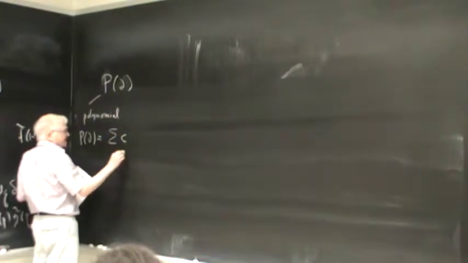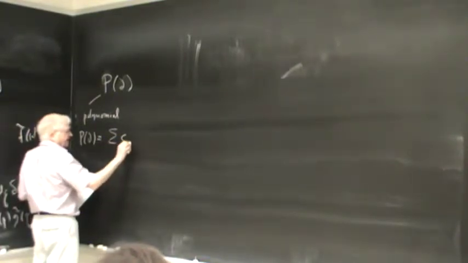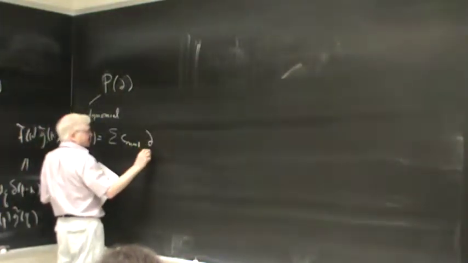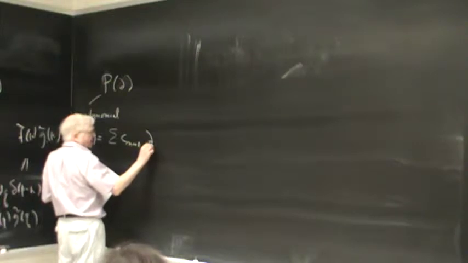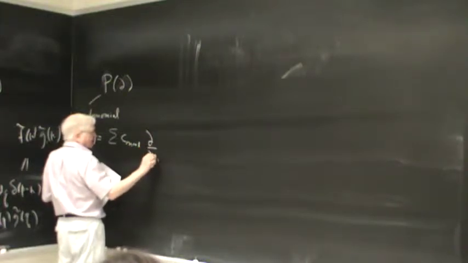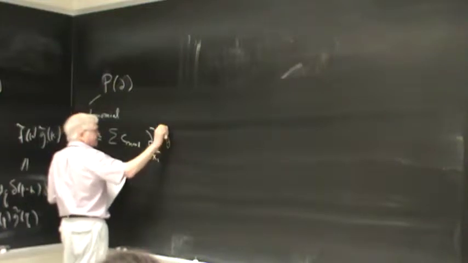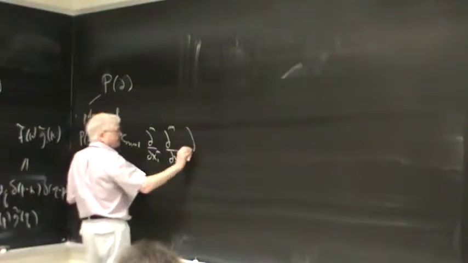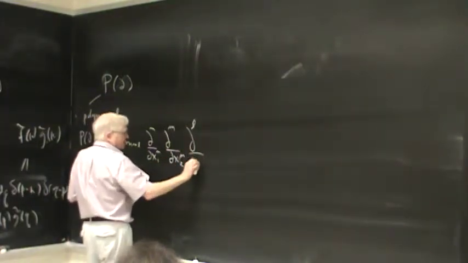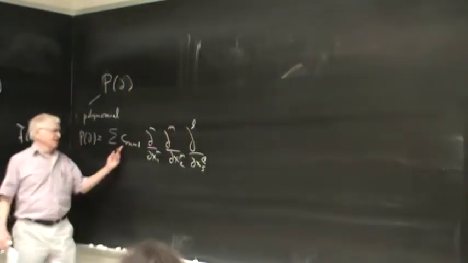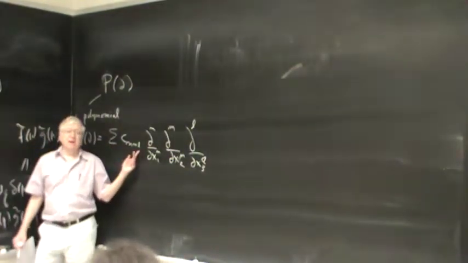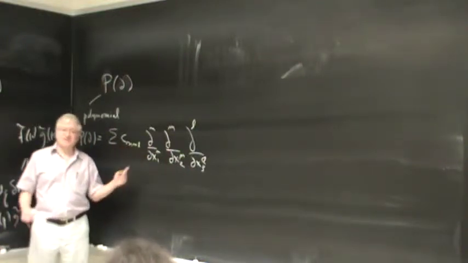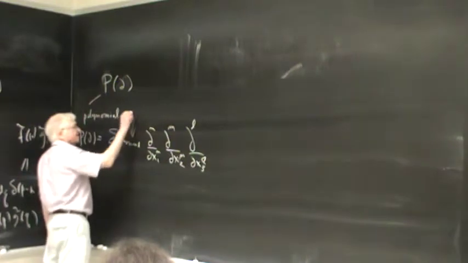a sum of C_nml, say, d by dx1 to the n, d by dx2 to the m, d by dx3 to the l. And the point is that it's a polynomial, or in fact an infinite series, in derivatives with constant coefficients. So the important thing here is that these are just constants.